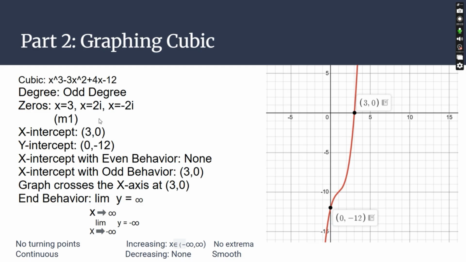Cubic functions have odd degree, so they fall on one end and rise on the other. This particular cubic rises to infinity on the right and falls to negative infinity on the left. This graph is always increasing, meaning it has no turning points. There are no local maxima or minima, and the graph passes smoothly through the intercept at x equals 3.